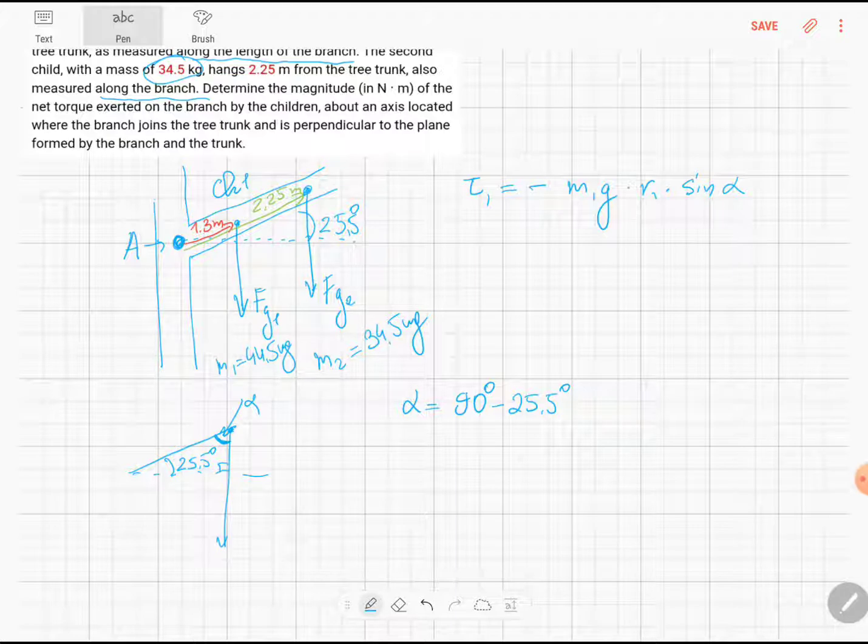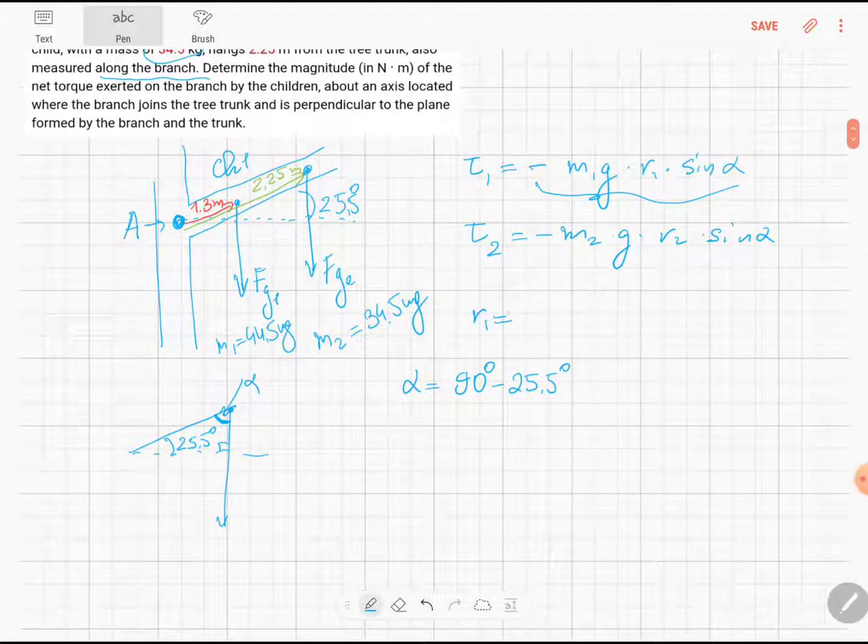In this way we can just substitute the numbers here, and we will be able to find torque 1 for child 1. Torque 2 will be very similarly minus M2 times G times R2 times sine of the same angle alpha. Just to remind you, R1 is 1.3 meters, R2 is 2.25 meters, and the masses are known.